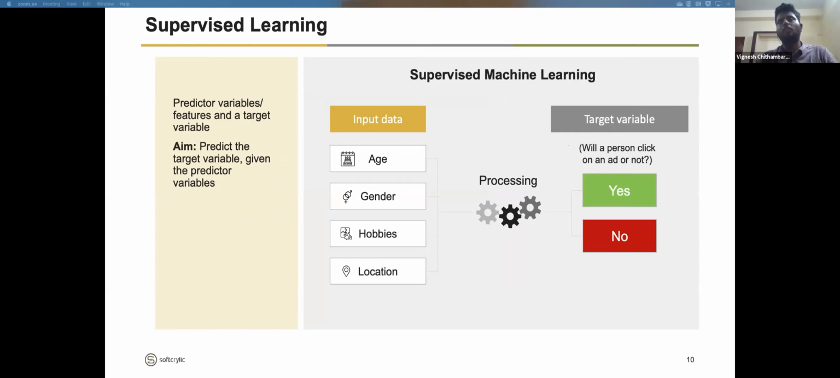When we train the supervised model, this algorithm is going to search for patterns and correlate those patterns with the desired outcomes. In our case, the desired outcome is the target variable, the yes or no. And the input variables are the age, gender, hobbies, location, and other details regarding the customers we have in our database. These input data sets are called predictor variables, which are used to predict the target variable, the desired outcome, yes or no.